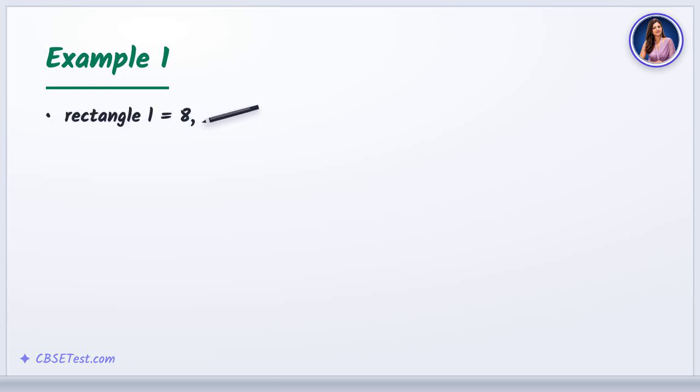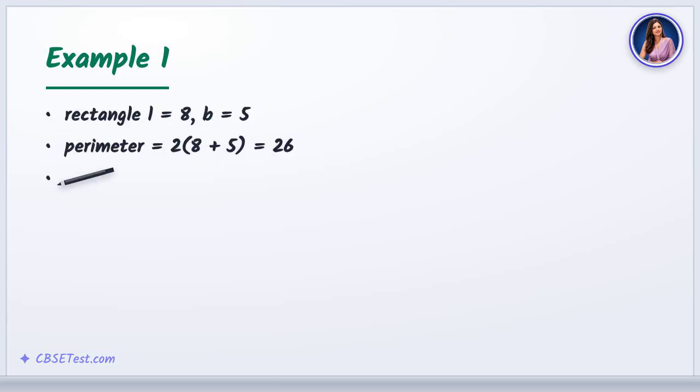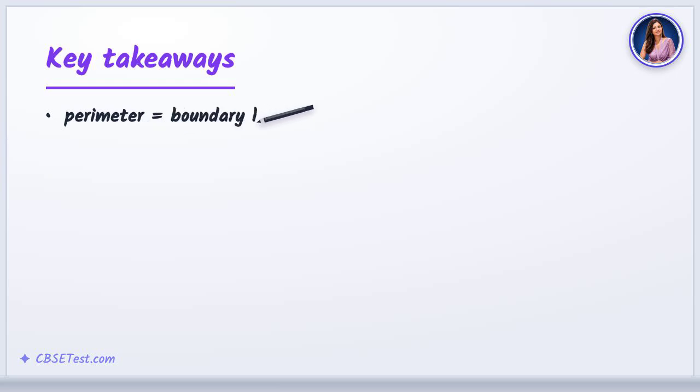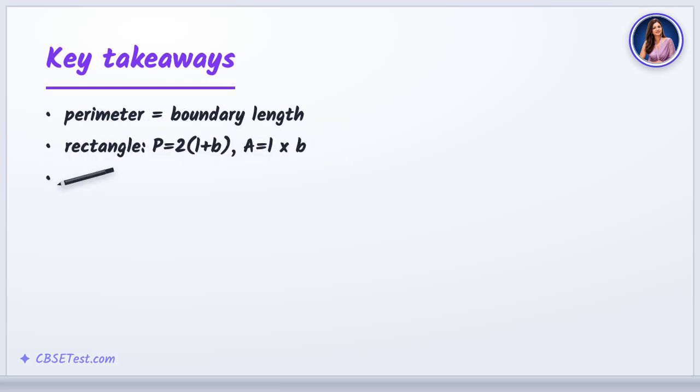For a rectangle 8 by 5, the perimeter is twice 13, which is 26 units, and the area is 8 times 5, which is 40 square units. For a square of side 6, the perimeter is 4 times 6, 24 units, and the area is 6 squared, 36 square units. To recap, perimeter is the boundary length, and area the surface covered.